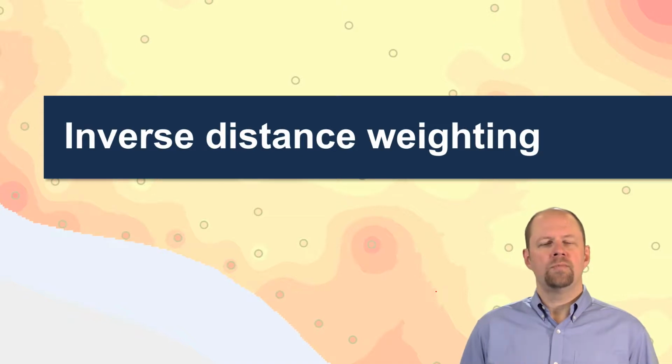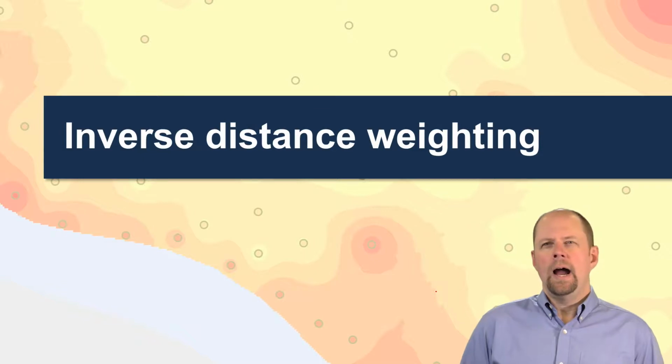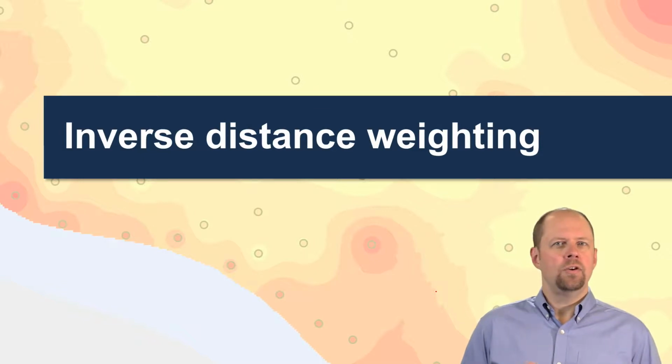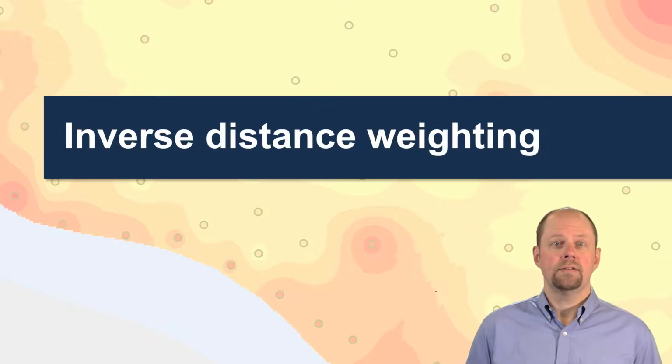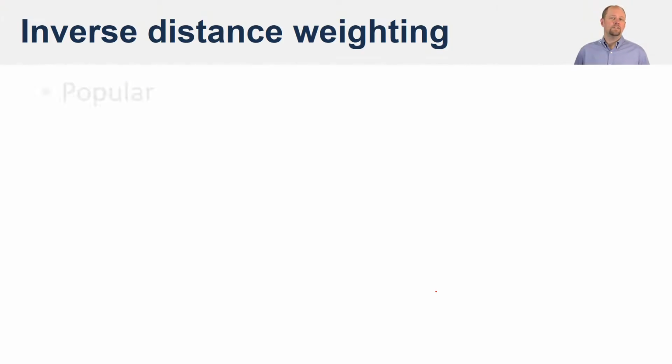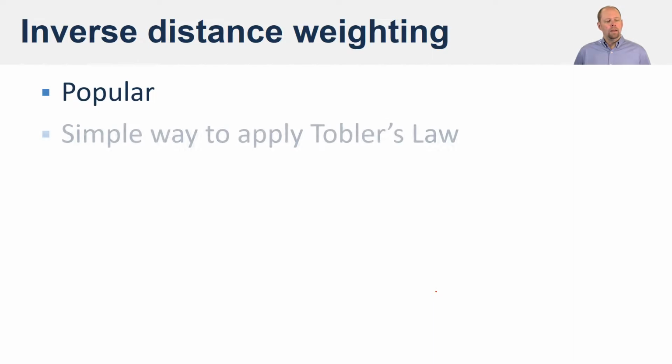Inverse distance weighting is probably one of the most commonly used methods for interpolating a surface. I think that's because it's fairly easy to understand, and it also does a pretty good job of creating a decent surface. So as I said, inverse distance weighting is quite popular. It's a simple way to apply Tobler's law.